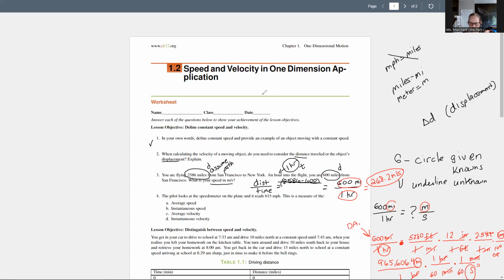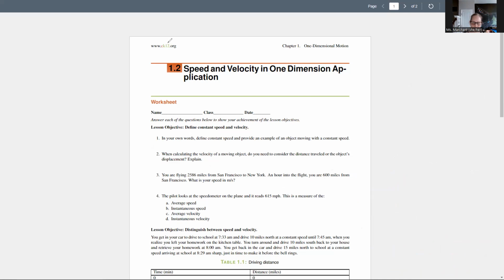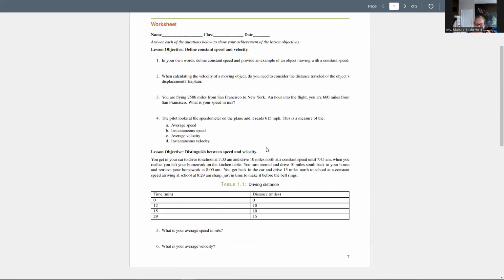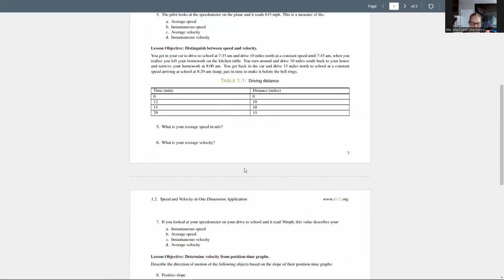Okay, so I'm going to go ahead and clear now. Number 4, the pilot looks at the speedometer. Okay, so we went over that one in the live session. So try that one on your own, and I'll always give you some correction when you post it if you had any issue with it. But that answer is in the live session on 1.2.